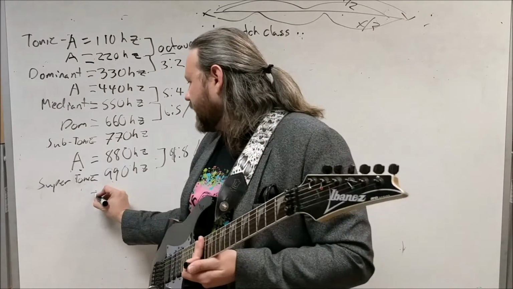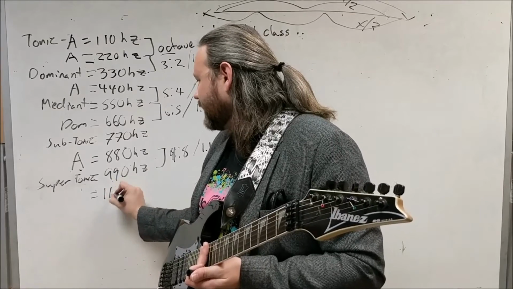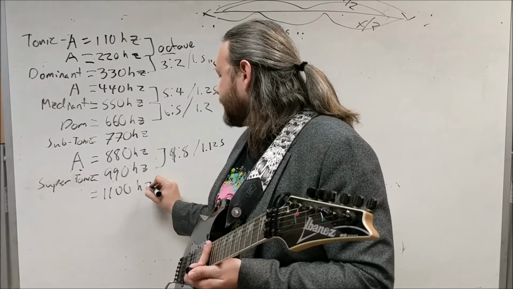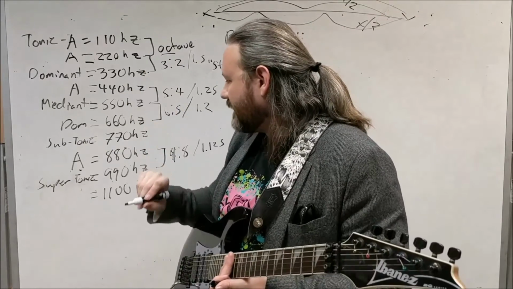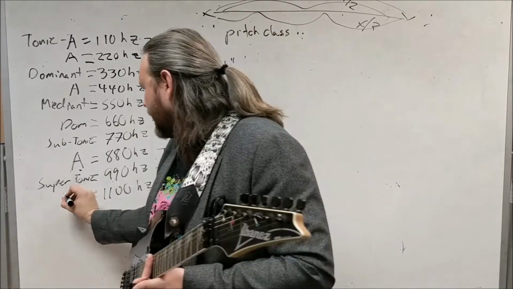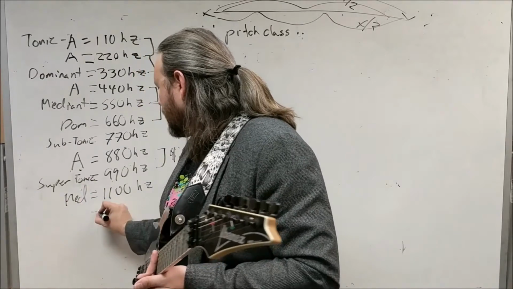Let's keep going. Next one, 990 plus 110 is 1100 hertz. We're going to quickly evaluate, is this a double? Yes, it is. It's a double of 550. So what do we get again? We get the mediant. Awesome. We can skip that one.